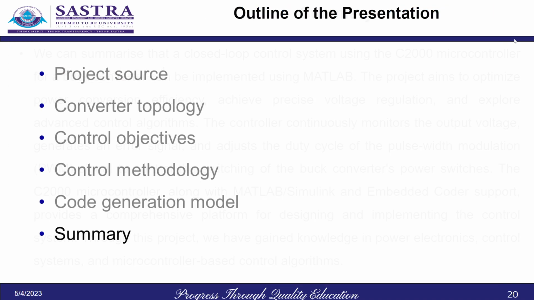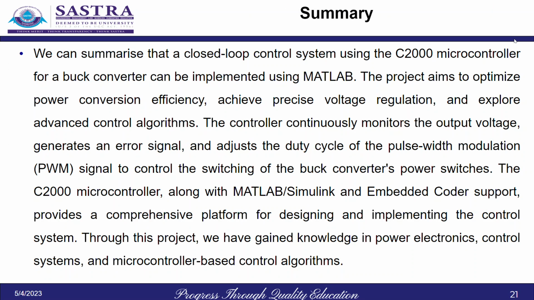After this, we would summarize that from this example of a closed loop control system using a C2000 microcontroller for a buck converter, we have implemented this with the help of MATLAB as well as the embedded coder support given by Texas Instruments. This project aims to optimize power conversion efficiency and achieve precise voltage regulation, which is an intrinsic property which can be exhibited by a closed loop control system. It also explores advanced control algorithms.